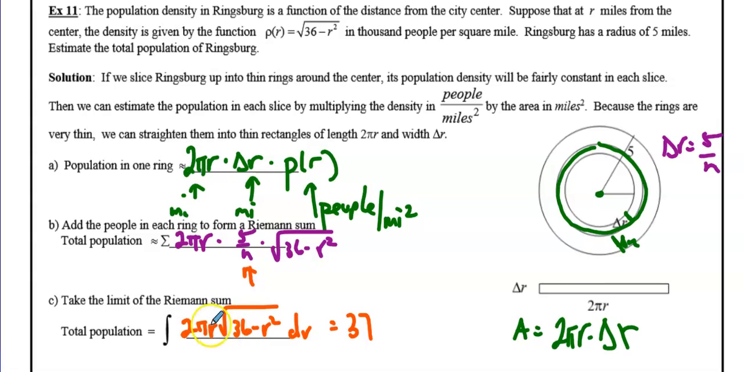Again, it's all about area, and then it's going to be times our density function, which is going to end up being 375,980 people. And again, we know that these miles are going to cancel out with these, and so this should give us units of people. And that is all that you have to do.